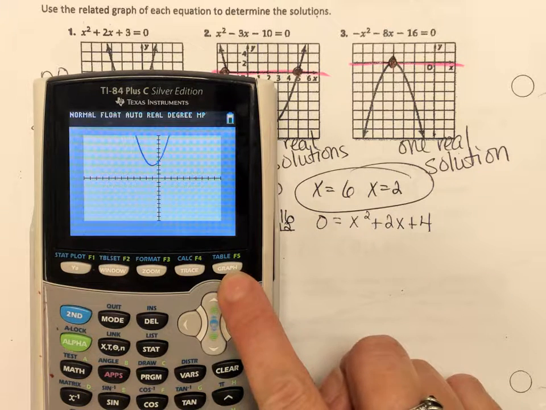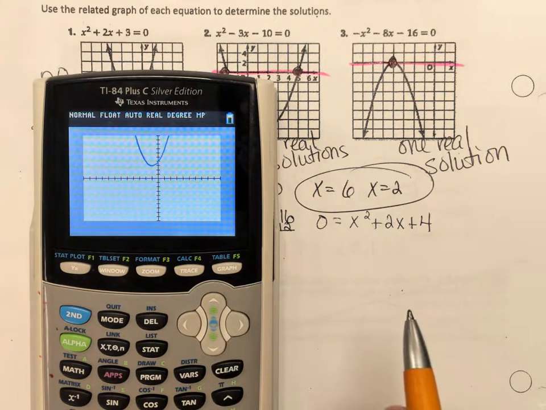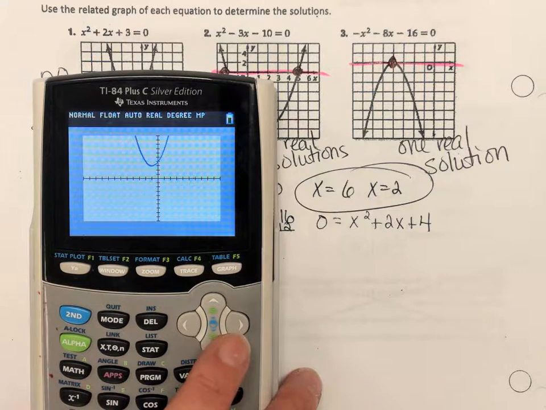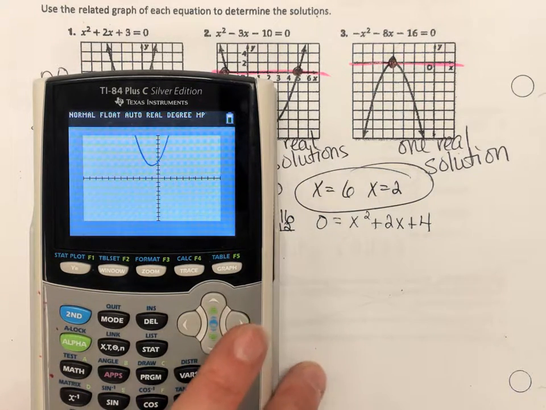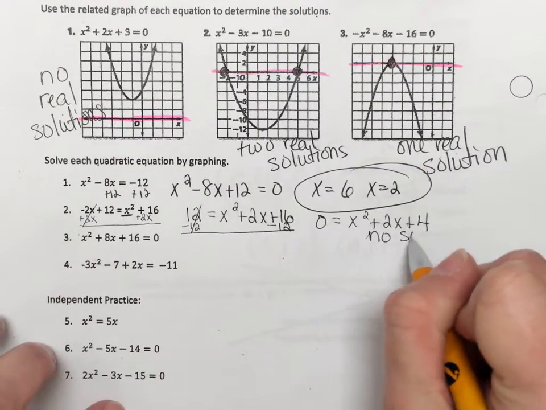Okay. What? X squared plus 2x. It doesn't touch the x. Let me see it. Your window may be messed up. Do I have any x's? Do I have any place where it hits? No. Bring it to me. Do I have any places where it hits the x-axis? So what do we call it? No solution. There you go.